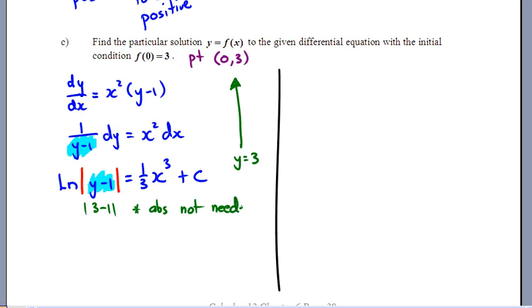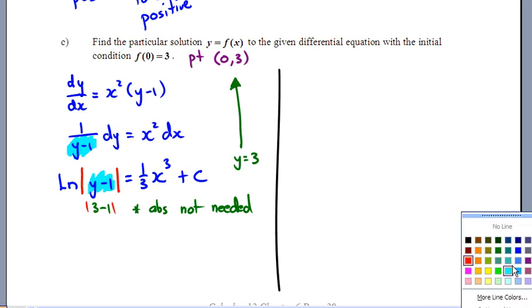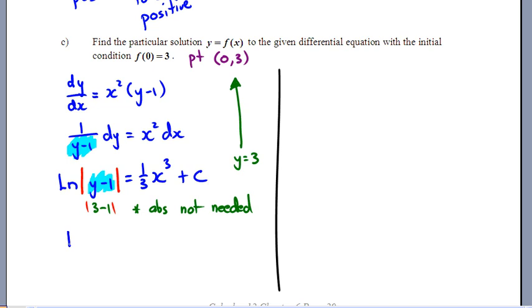We can remove them. They'll either be needed all day long in your story or they'll never be needed. And the absolute value of 3 minus 1, yeah, you just don't have to put the absolute value bars on that. So I'm going to remove these absolute value bars on my next line and say, how about we just call this the ln of y minus 1 is equal to 1/3 x cubed plus c.